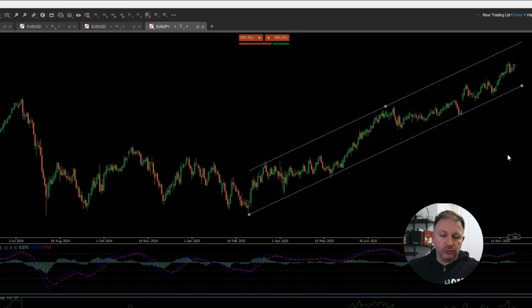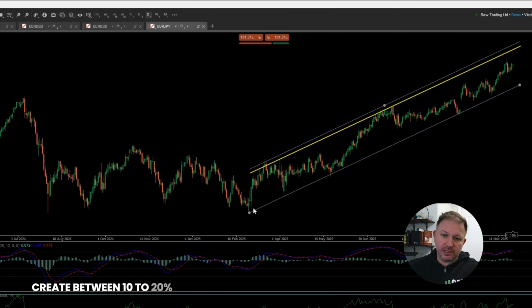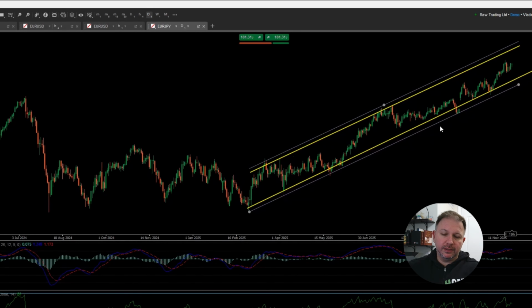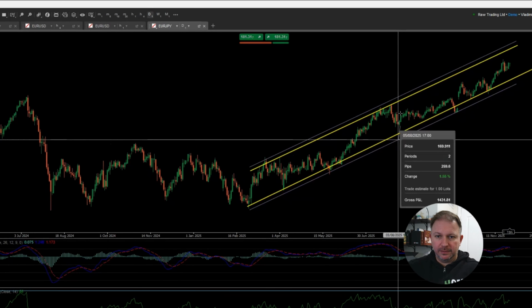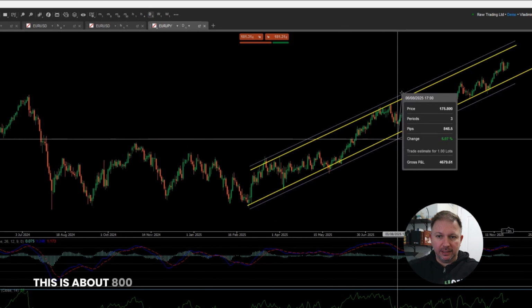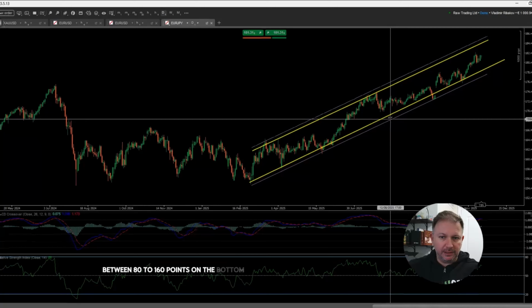What I love to do is basically create between 10 to 20% deviation from the top and the bottom. So let's say if this channel is, for example, let's measure that. This is about 800 points. So that means between 80 to 160 points on the bottom and the same on the top, and that gives us some beautiful visual observation on where the price is expected to reach and where the price is expected to bounce. Okay, so that will help you to understand that.